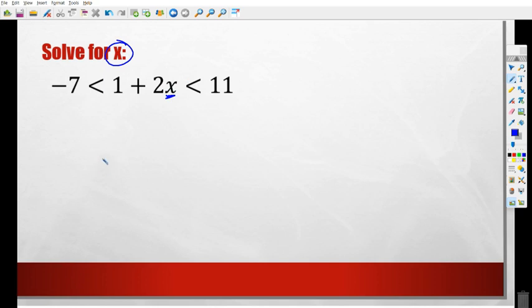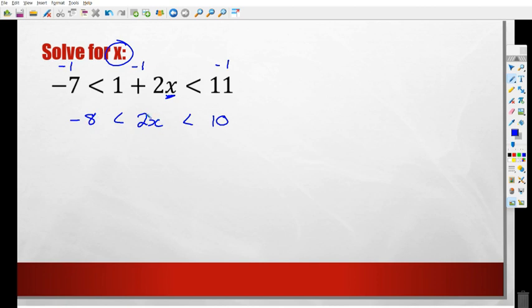First thing I need to do is take everything that's connected to my 2x, everything that's adding or subtracting, and take that away. How do I get rid of a +1? What's the opposite of +1? -1. I can't just -1 here. I need to -1 there, and I need to -1 there. So if I -1 everywhere, I end up with 2x, and I've got my less than signs, and then I've got 11 -1, which is 10, and -7 -1, which is -8.